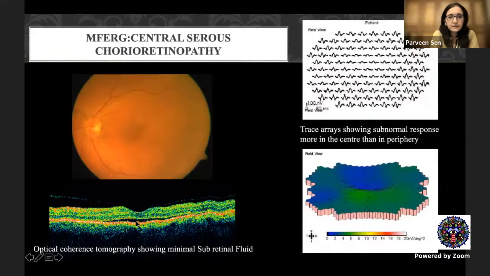Again, CSCR: this is actually from a decade or so ago, when the multifocal ERG had just started. It was one of the earliest investigations which gave us the information that CSCR is not just a macular disease. A generalized reduction of the retina was first picked up here on multifocal ERG.